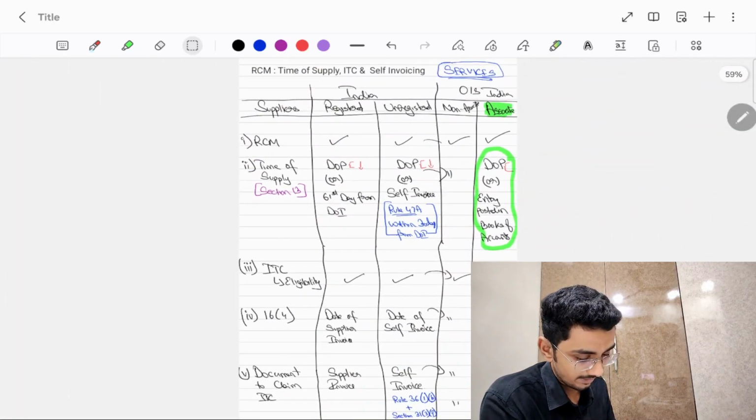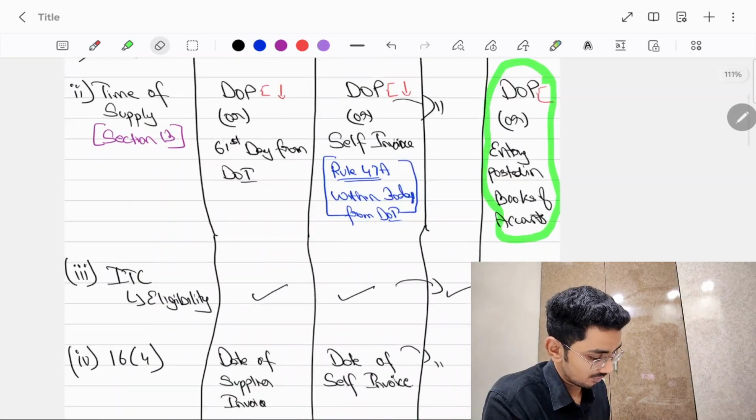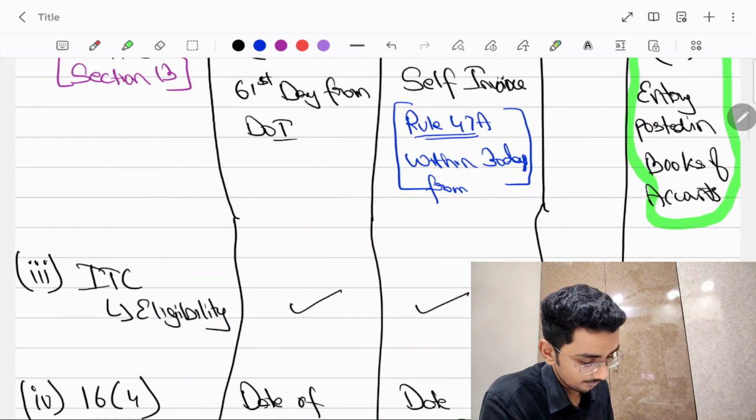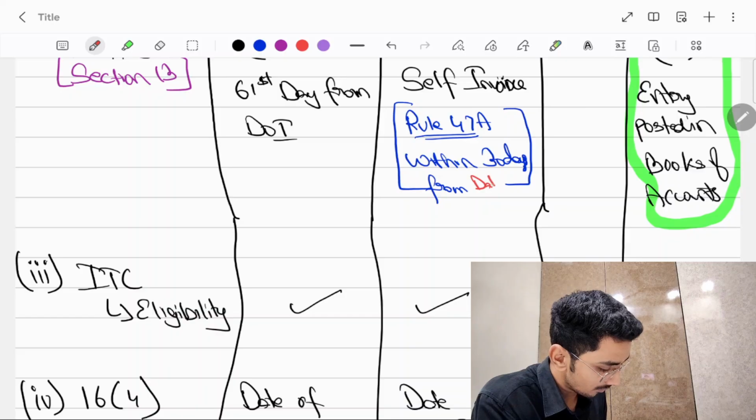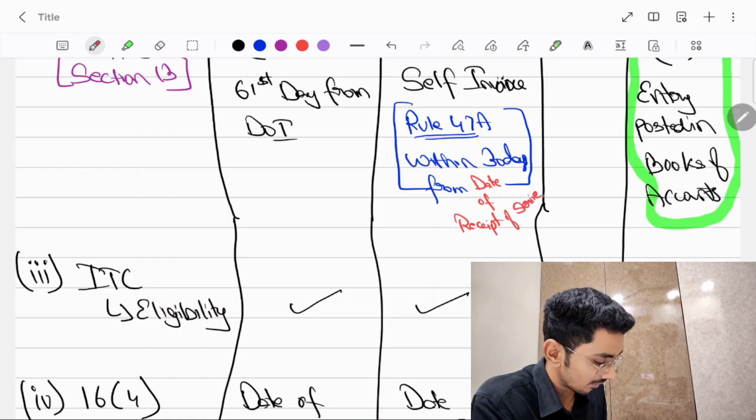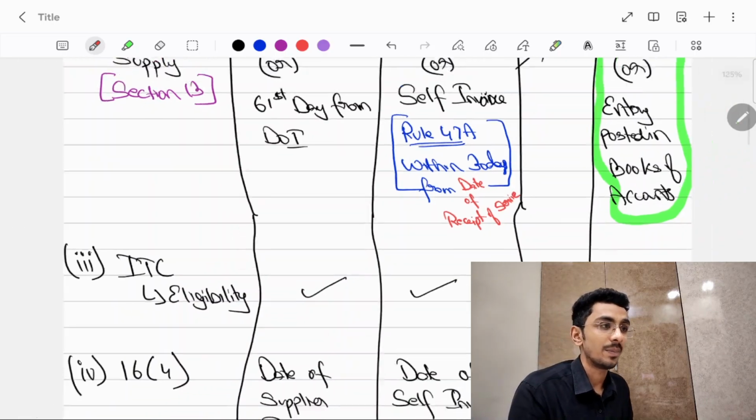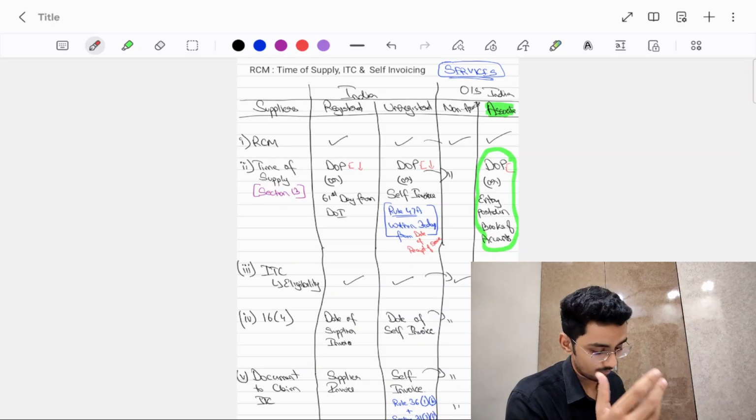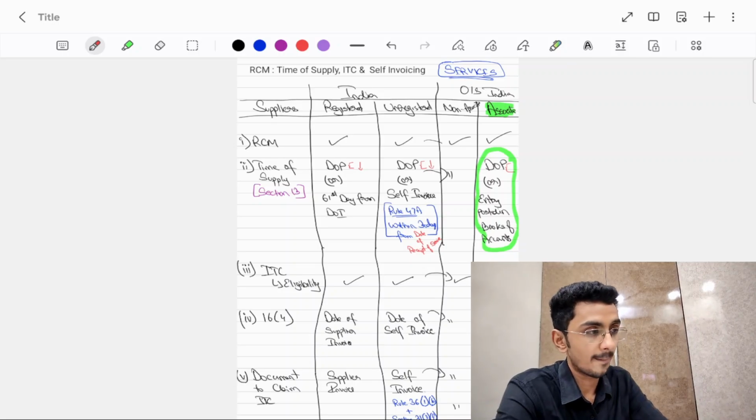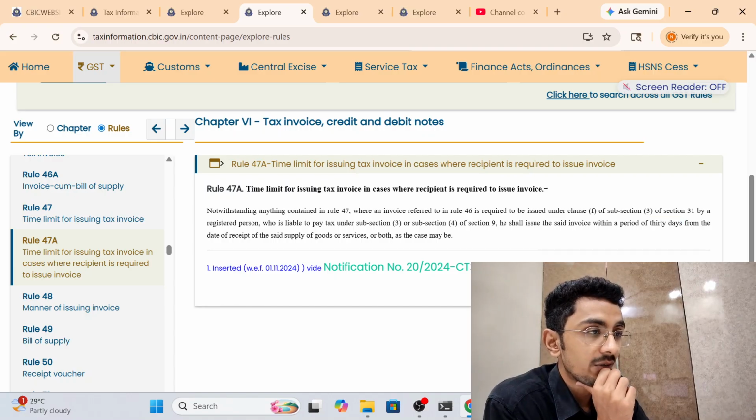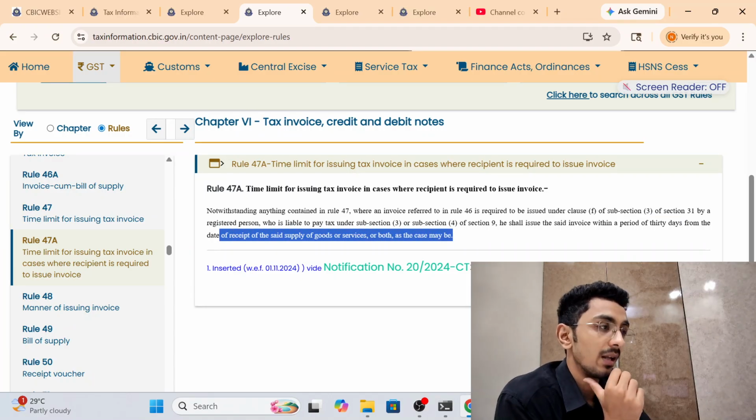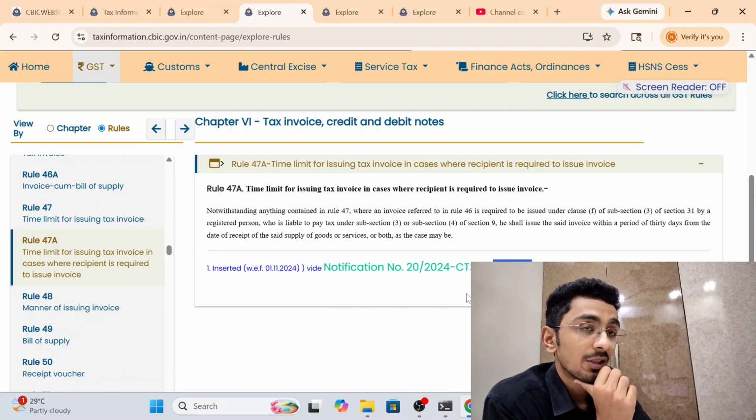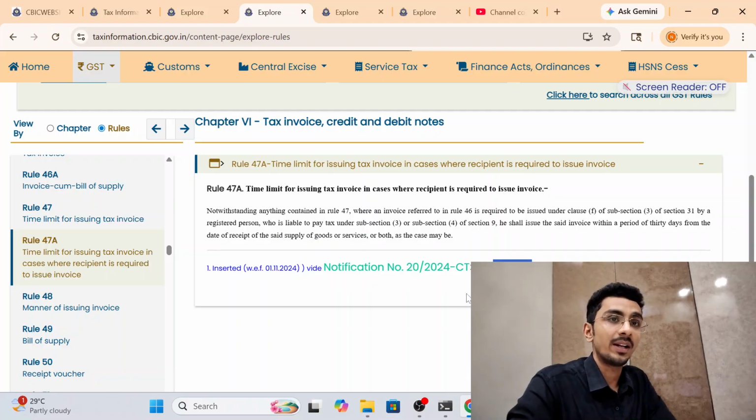So I have made one mistake in the unregistered portion. Instead of "within 30 days from the date of receipt of service," I incorrectly mentioned date of receipt of goods. So that was a mistake from my end, and I have rectified it. So yes, within 30 days from the date of receipt of said goods or services. Now the effective date is 8th October 2024. Even this we have already discussed.